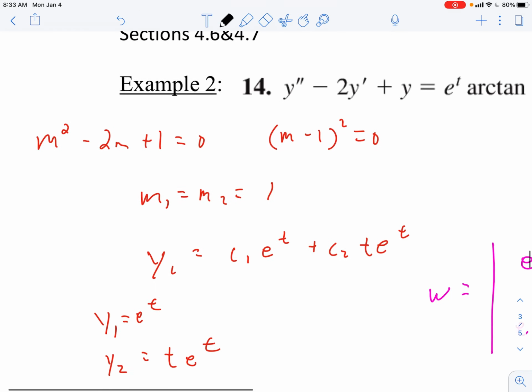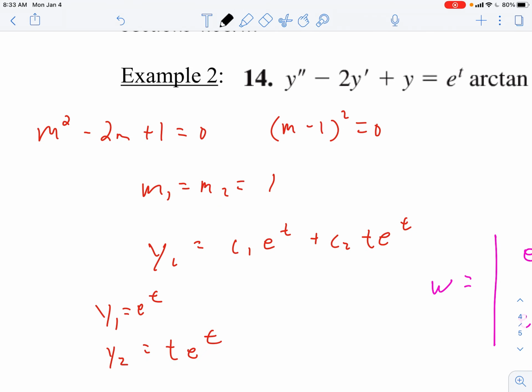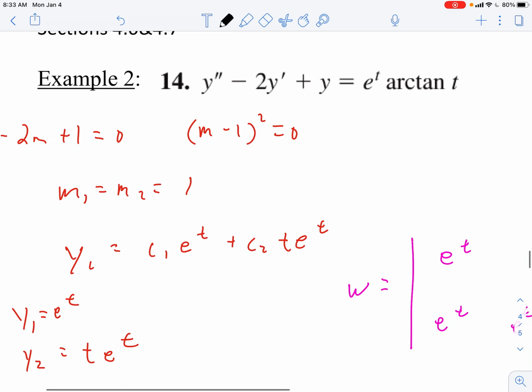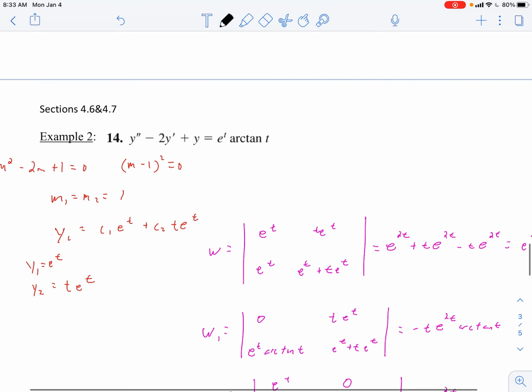And so also from here we can find out what our y sub 1 is. Our y sub 1 is e to the t, and our y sub 2 is t e to the t. Now we can go ahead and develop our Wronskian, because we know that our solution for the Wronskian is going to be, when we set everything up, it's going to be 0, and then f of x, which is e to the t arctan t for f of x. So let's go ahead and set up the Wronskian.